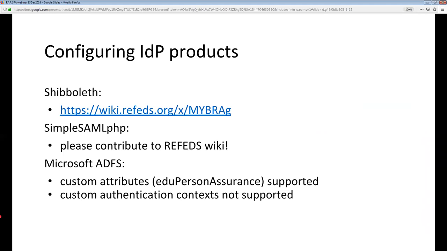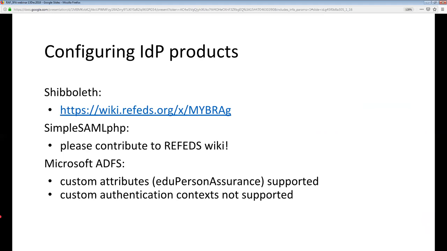In the pilot, most of the IDP products used were Shibboleth IDP identity providers, and in the REFEDS Wiki you can find example configuration for Shibboleth IDP. For SimpleSAMLphp, we didn't have that wide coverage. We had one SimpleSAMLphp based service provider in the pilot, which was actually an IDP proxy, also acting as an IDP for their constituency. But my message here is, if you are managing a SimpleSAMLphp based IDP, please contribute your findings on configurations to the REFEDS Wiki.